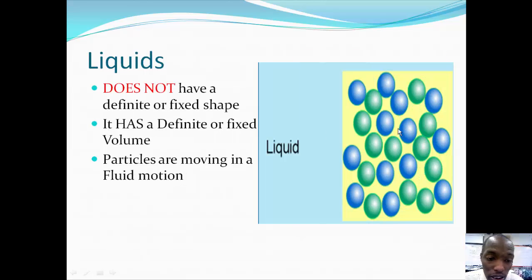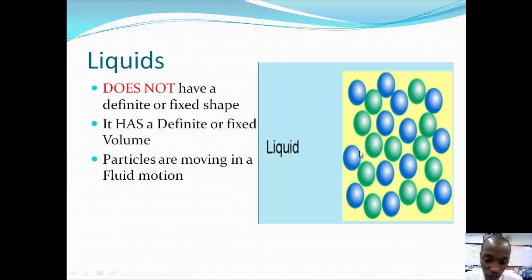Alright, liquids do not have a definite or fixed shape. You can't measure the shape of a liquid because liquids have no shape. But they do have a definite or fixed volume. We can measure the volume of a liquid simply by using a graduated cylinder. So liquids have a definite volume but do not have a definite shape.